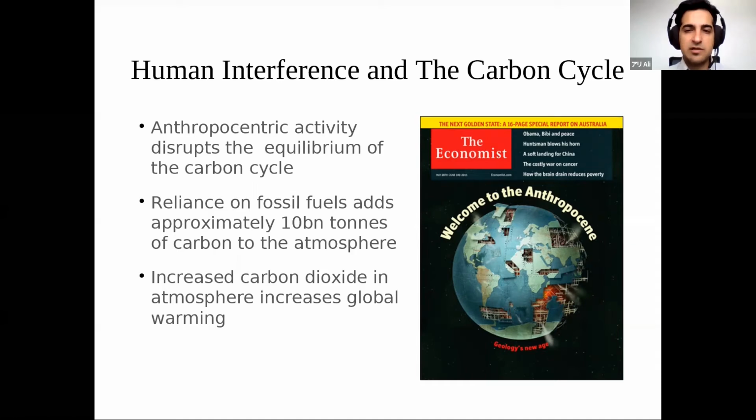Today, our reliance on fossil fuels adds approximately 10 billion tons of extra carbon into the atmosphere. Think about the petroleum we use in our cars, the coal and natural gas we use for generating electricity in our power plants, or to cook our dinners. Our collective reliance on fossil fuels throughout the world is what accumulates to this 10 billion tons.